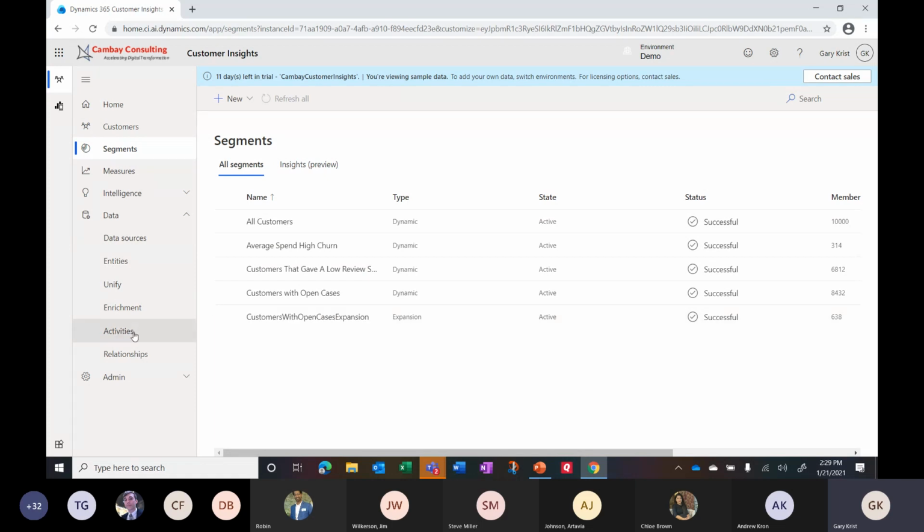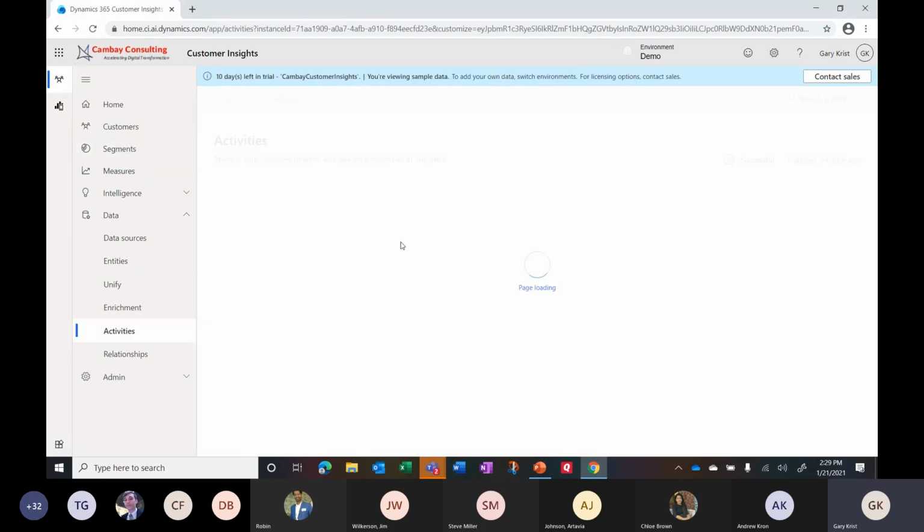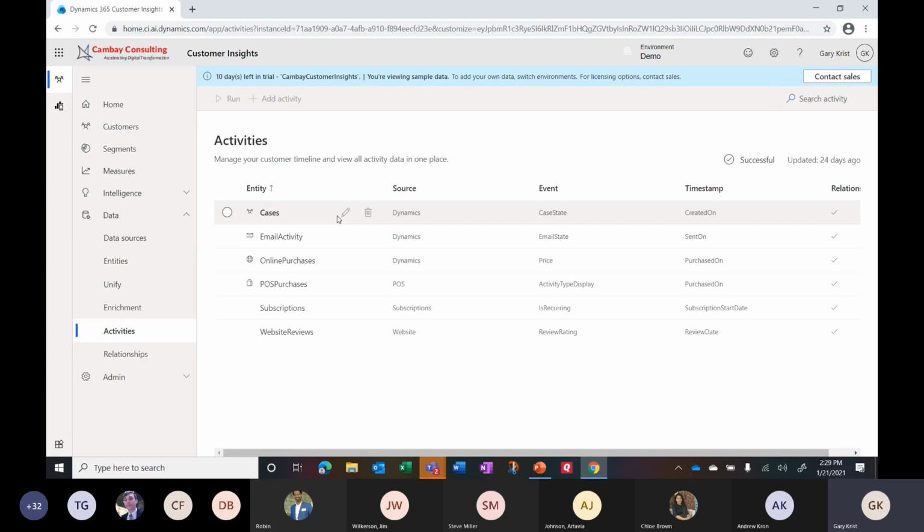Okay. And again, I showed you the ability to aggregate those activities, but this is the area where we set those up. This is the activity transactional data coming in from all the different systems. Then we set that up here and aggregate it all in the activities, and then it's merged together within the system as well.